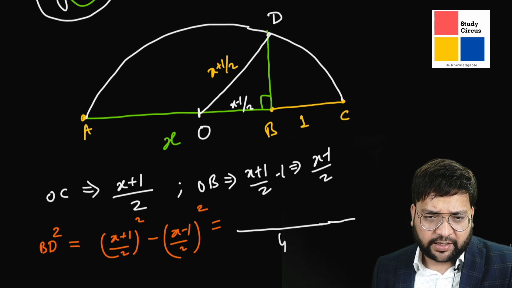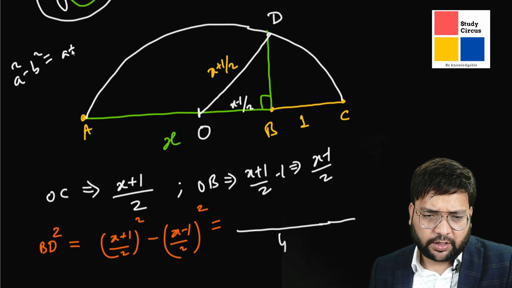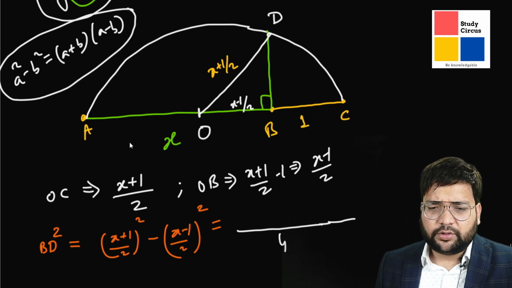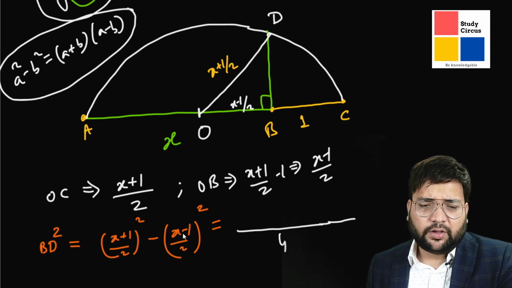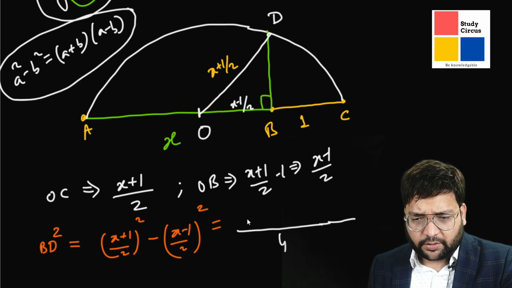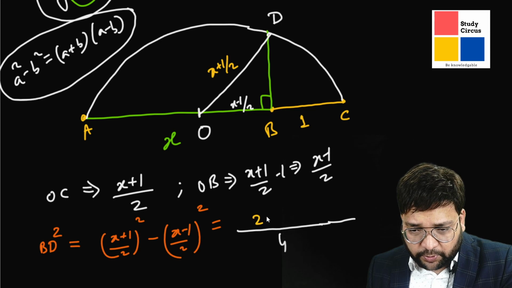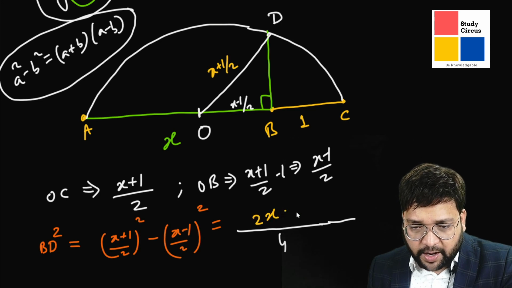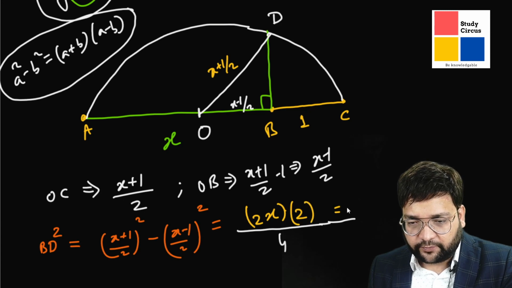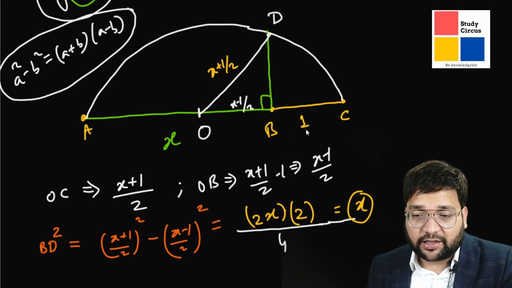I'll just write the identity. A square minus b square can be written as (a plus b) times (a minus b). This is an algebraic identity. You can use this, or otherwise you can simply simplify and you'll find this. So a plus b is going to be 2x, and a minus b is equal to 2. The 4 gets cancelled, and x only remains. So BD square is x.